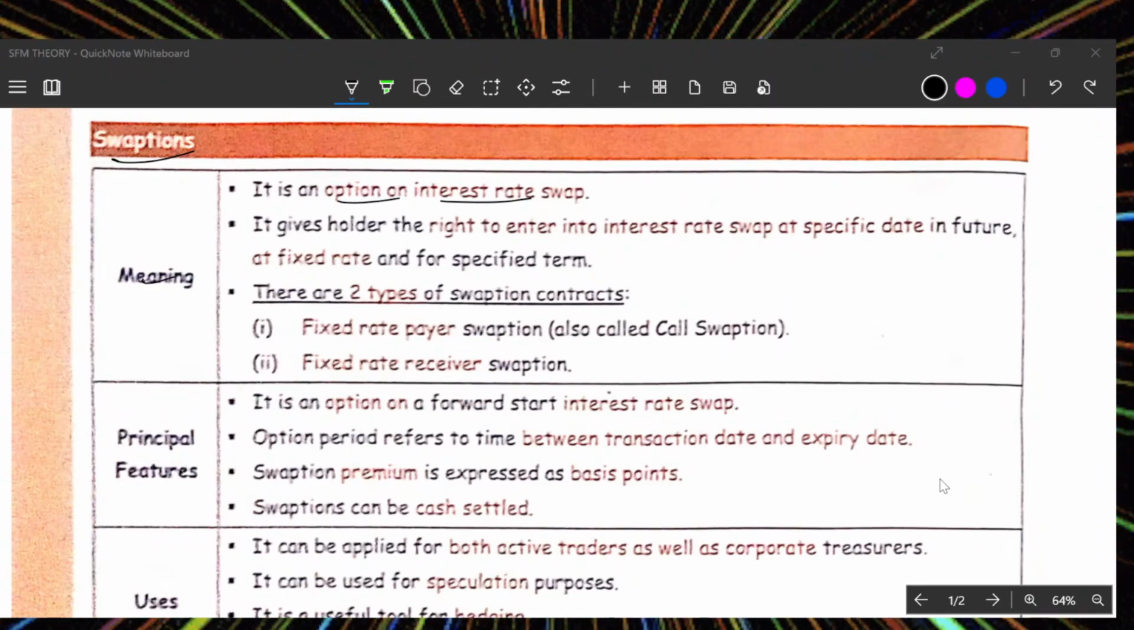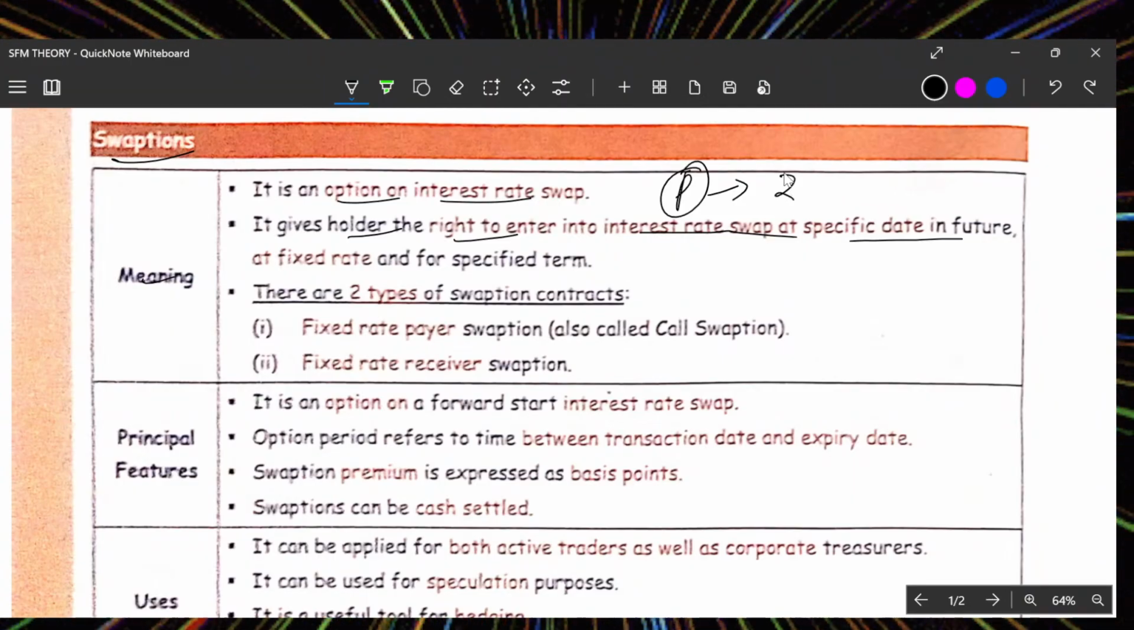So going from floating to fixed is a swap. Explain more. The holder has the right to enter into an interest rate swap on a specific future date. The principal amount is notional, but the interest may be in the form of fixed and floating.